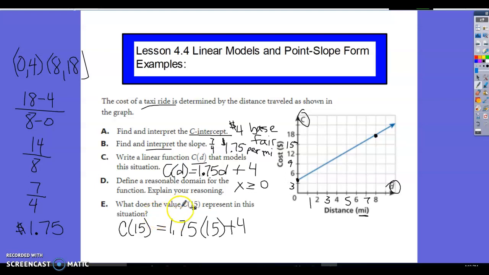So what does this value represent? It represents the cost of a 15-mile taxi ride. I actually wrote the equation, but it represents the cost of a 15-mile taxi ride.